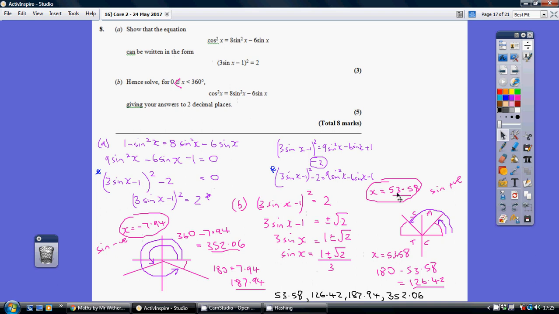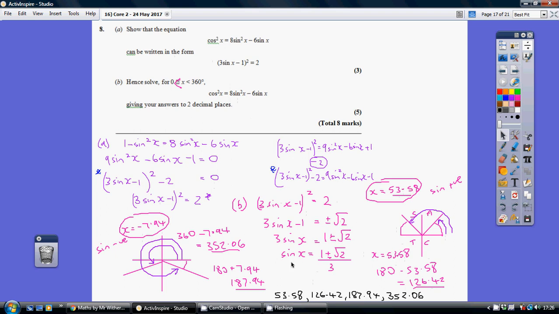So starting off with my 53.58, this is when sin is positive. Using our all silver toy cars, where is sin positive? It's positive in the first and second quadrant, so we have our 53.58, and our second value is 180 take away 53.58, which is 126.42. So those are the two values coming from 1 plus root 2 over 3, our 53.58 degree solution.